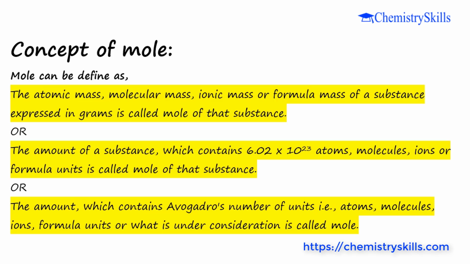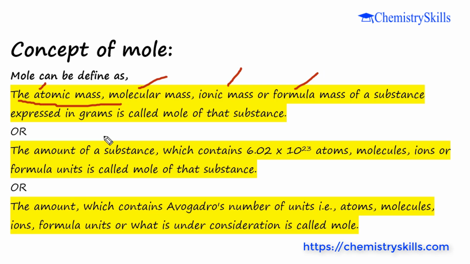The number 1: the atomic mass, molecular mass, ionic mass, or formula mass of a substance expressed in grams is called the mole of that substance. Very important. Atomic mass, molecular mass, ionic mass, or formula mass.